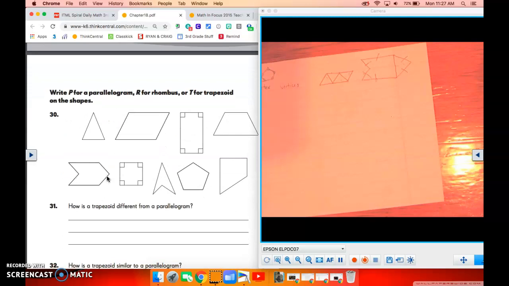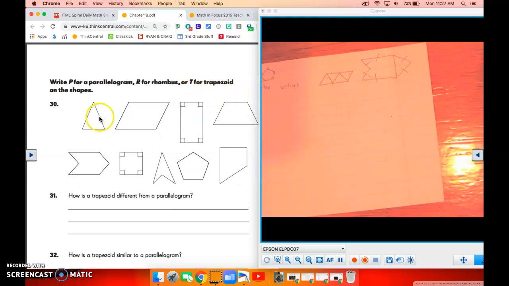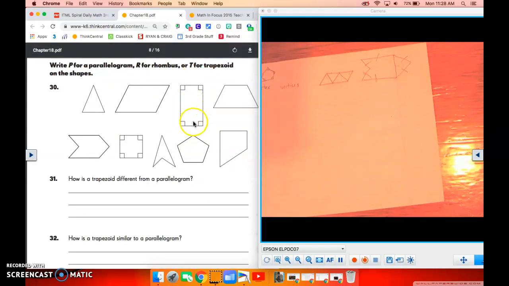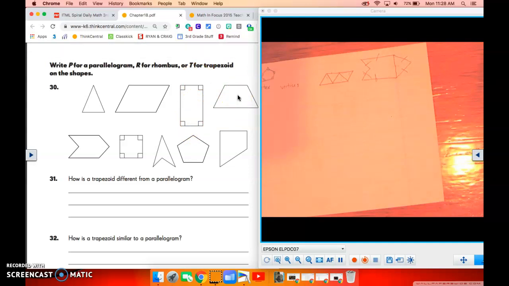Okay, here we go. 30. We're going to write P for parallelogram, R for rhombus, or T for trapezoid. This is not a parallelogram, a rhombus, or a trapezoid. This is a parallelogram. It looks just like the one above, right? And opposite sides are parallel. Right here, opposite sides are parallel, right? 4 angles, all that, those 2 are the same, okay? Here we have the trapezoid, and we knew that one.